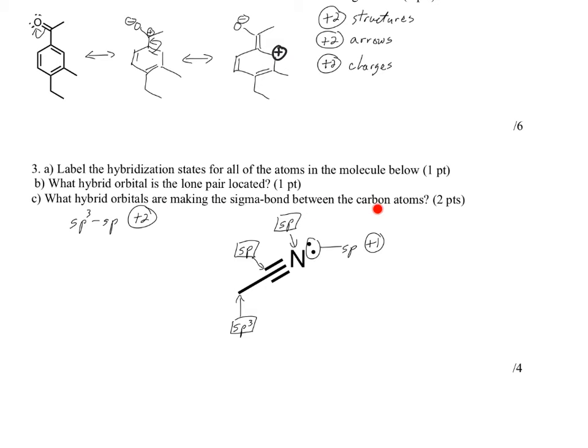And then what hybrid orbitals are making the sigma bond between these atoms? Well, for one, it has to be 2 different types. There have to be 2 hybrid orbitals that are doing it. If you're sp3 hybridized, all you have are sp3 hybrid orbitals. So that's making the sigma bond. And if you're sp hybridized, you use sp hybrid orbitals to make sigma bonds. So those are the 2 hybrid orbitals that are making up that sigma bond there.